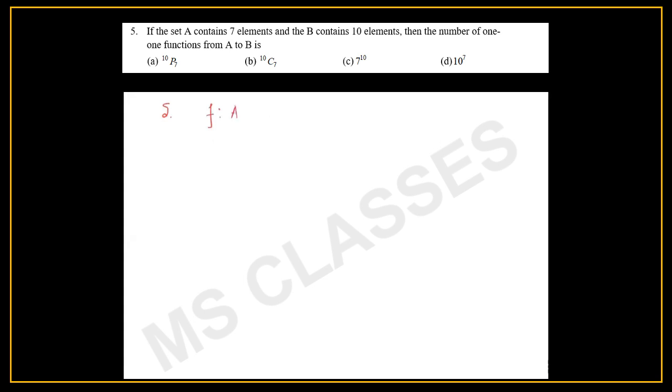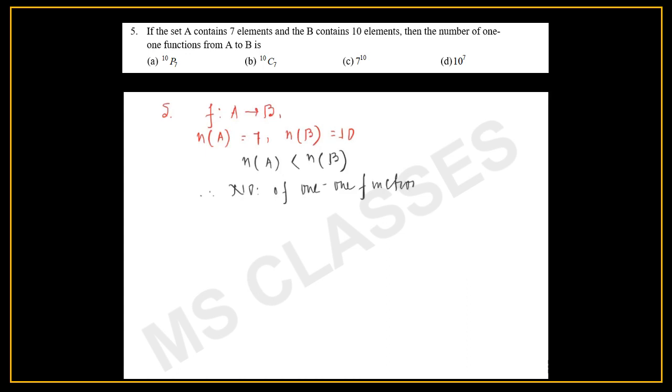Function f from A to B. Here, n(A) equal to 7 and n(B) equals 10. Number of one-one functions. So here what we understand is n(A) is less than n(B). Therefore, number of one-one functions is equal to n(B)P n(A), that is RPn. So 10P7.